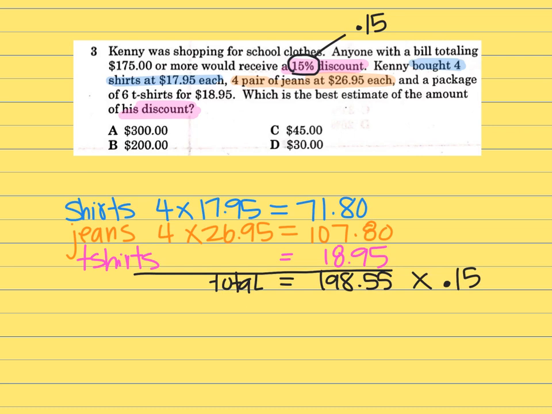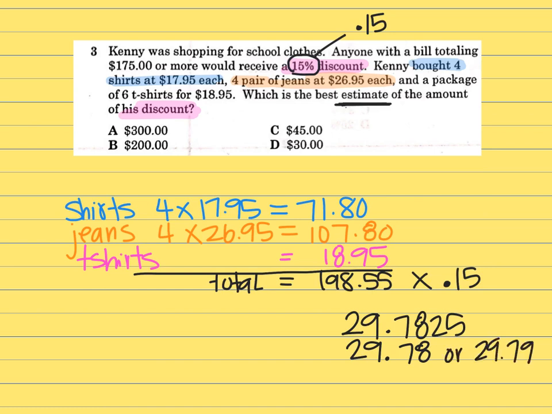And when you do that, it equals, whoops, let me change back to my pen. It equals 29.7825. Now, this also says what is the best estimate, and in money, this would be like $29.78 or $29.79. So the closest thing to that would be $30.